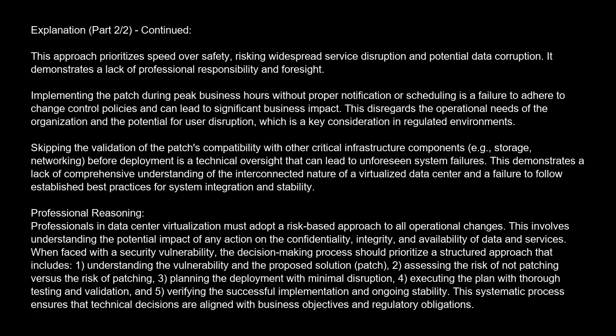3. Planning the deployment with minimal disruption. 4. Executing the plan with thorough testing and validation. And 5. Verifying the successful implementation and ongoing stability. This systematic process ensures that technical decisions are aligned with business objectives and regulatory obligations.